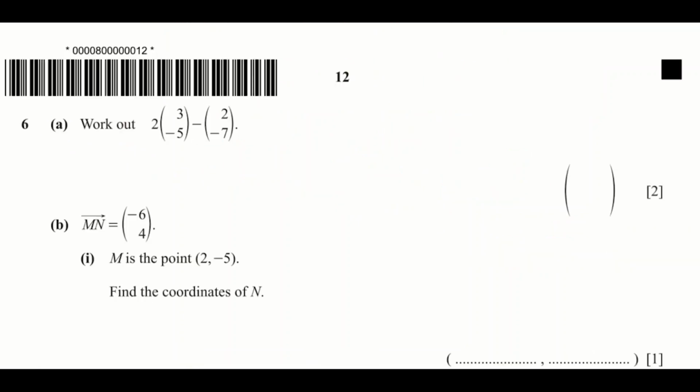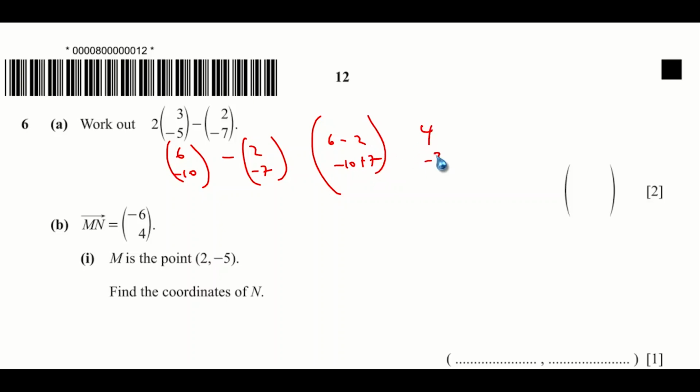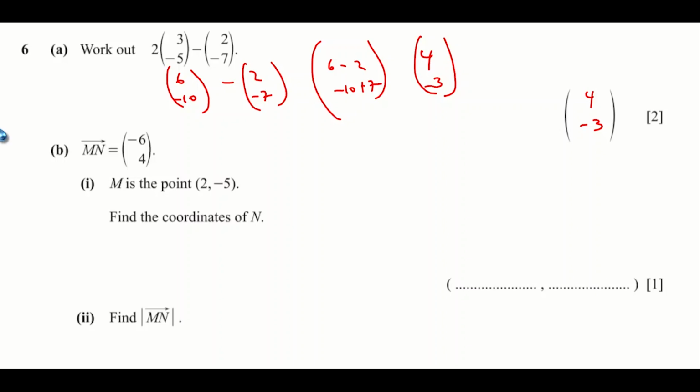That will be question 6. So work out this. I need to open this bracket. This will be 6 against negative 10, then minus 2 against negative this. So this will be equal to 6 minus 2, then this will be minus 10. So minus and minus will become positive, plus 7. So this will be equal to 4 against negative 3. And the next one will be this.